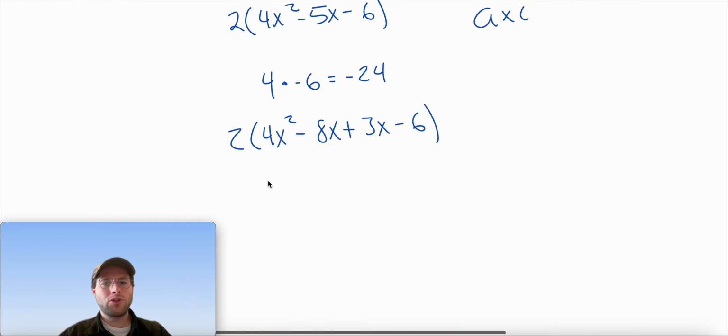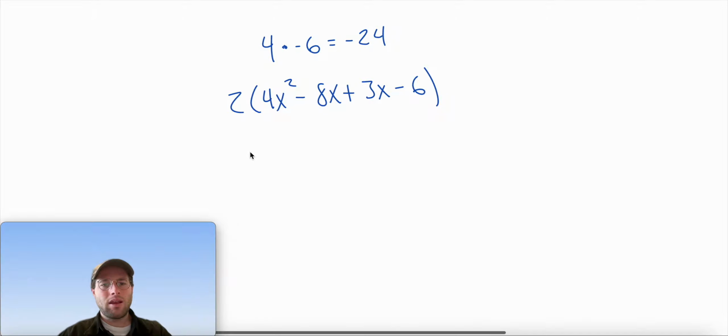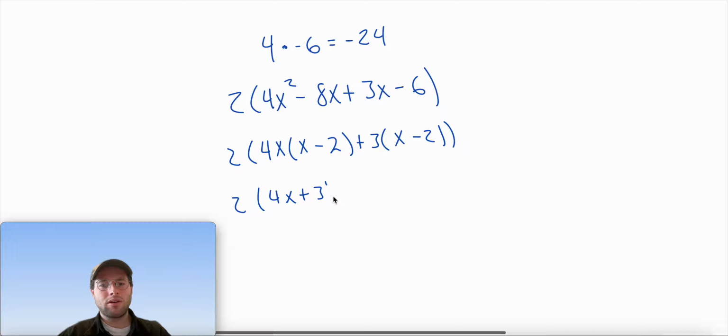From this point we want to do factoring by grouping. So we have 2 times, and we can pull out from these first two terms a 4x. So 4x, and then we'll have x minus 2. And then we can pull out a positive 3 from the next two terms: 3 times x minus 2. And then we're going to finish off the factoring by grouping: 4x plus 3 times x minus 2. And that right there will be our final answer.